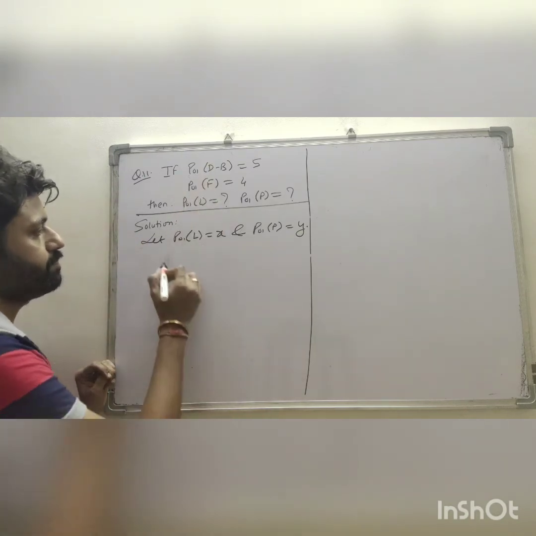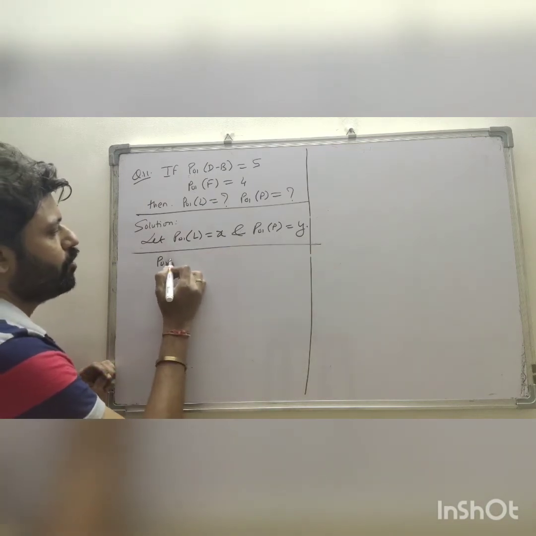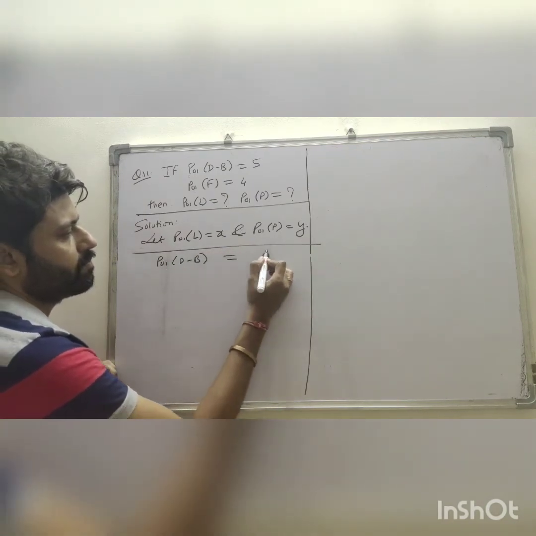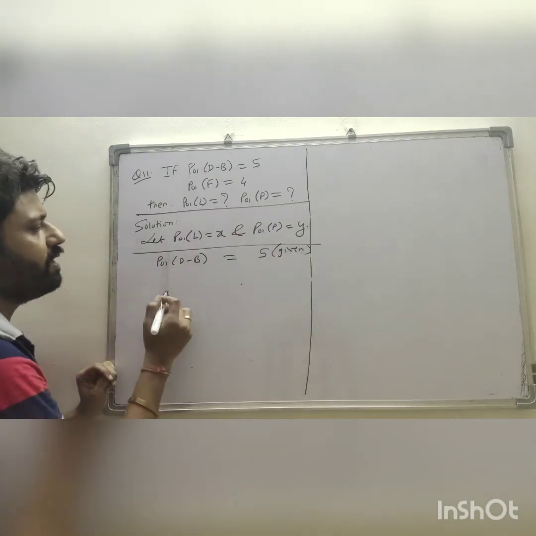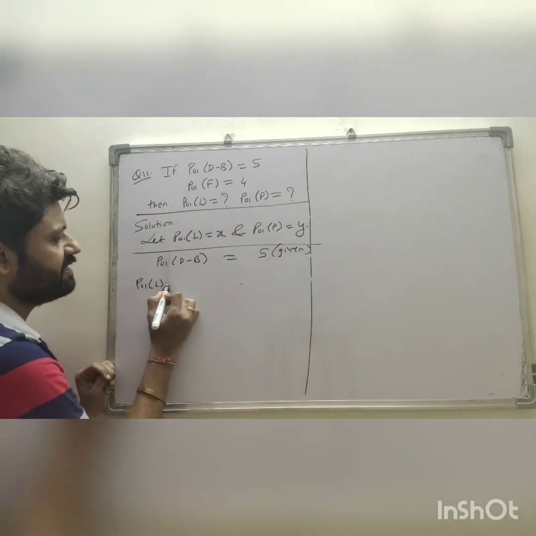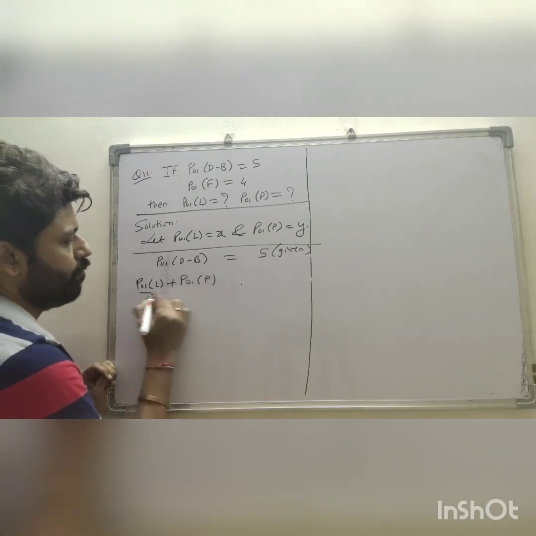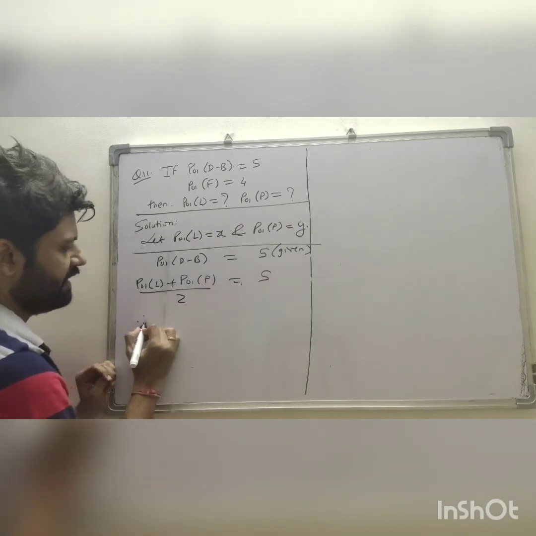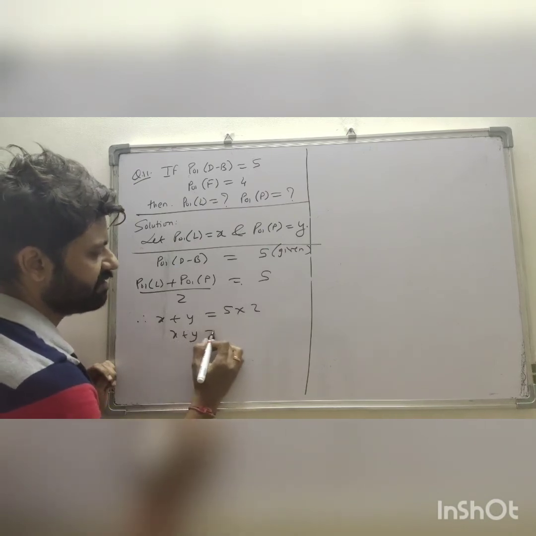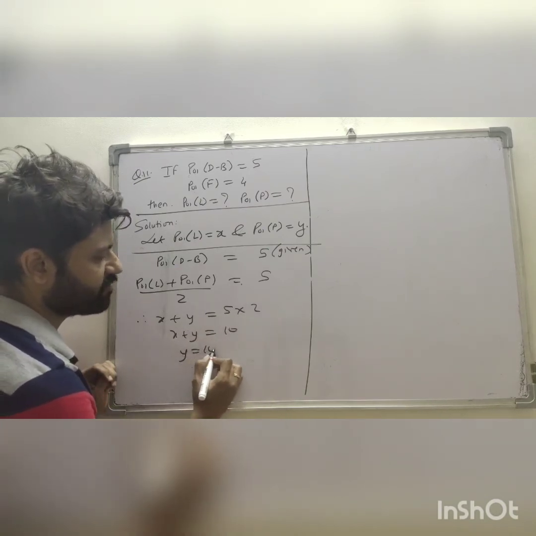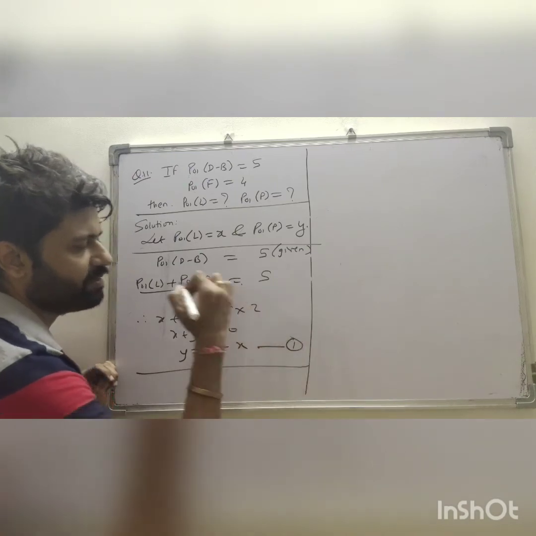Check the first one. Drobisch-Bowley, 5, is given. One must know the formula. The formula is Laspeyres plus Paasche's upon 2. That is x plus y is equal to 5 into 2. x plus y is equal to 10. y is equal to 10 minus x, equation number 1.